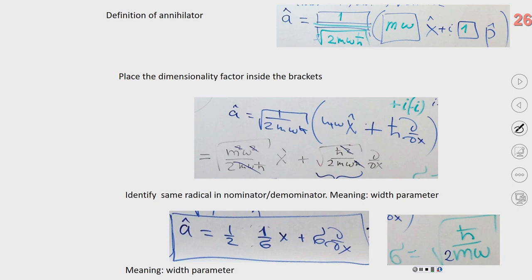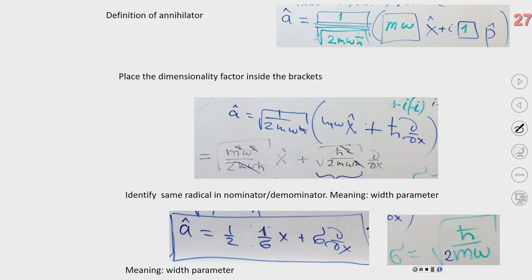So you can guess that here will be x, here will be p. So it's a linear superposition of position and momentum with some coefficients. The coefficient in front of the position is mass and frequency, and in front of momentum is just the imaginary unit. And then outside, it is the square root of this stuff, which, as you will see in the next line, will be related to the width parameter.